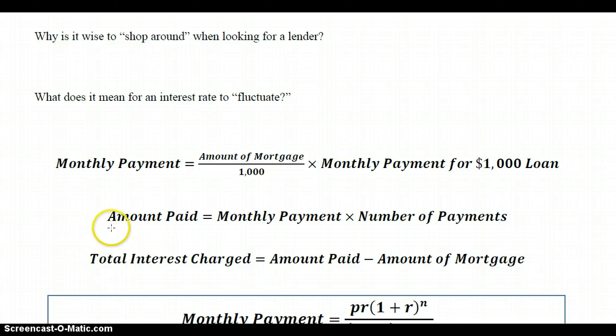Then we can find the amount paid back by taking the monthly payment times the number of payments total, which will be 12 times the number of years. Then we can find the total interest charged by subtracting the amount of the mortgage from the amount paid.